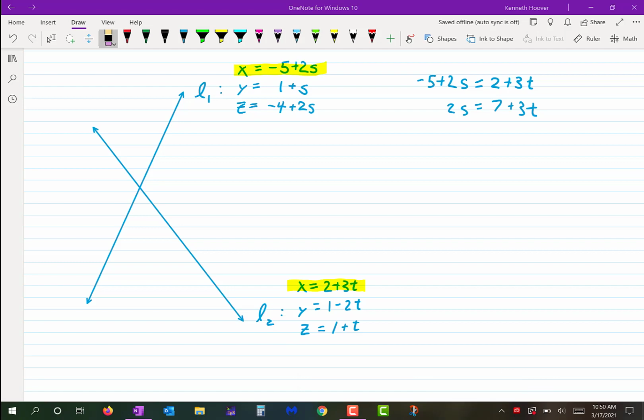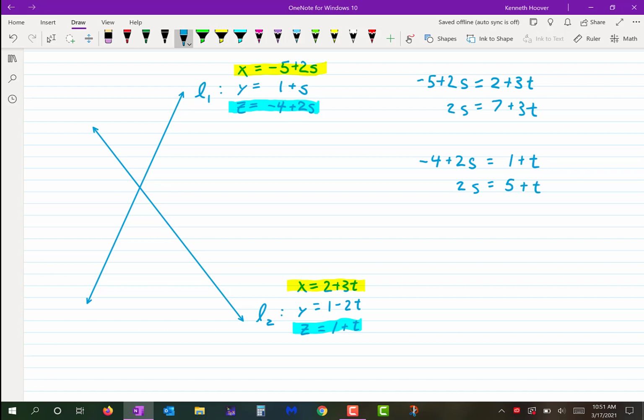Now let's take another pair of equations, either the y equations or the z equations. Either one's fine. I'm going to pick the z equations. Let's put them equal to each other. That would be -4 plus 2s must equal 1 plus t, which means 2s would have to equal 5 plus t.